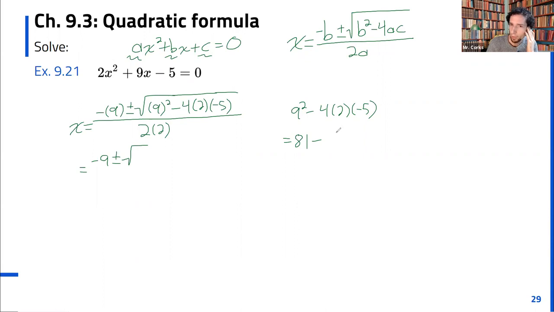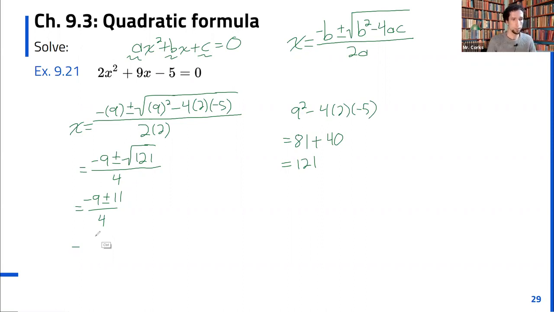No, it's negative 40. 40, okay, and plus, are we positive or negative? Positive, so negative, and then the -5 here, that's going to turn it into a positive number. And that is 121, and then we're very happy because that's a nice clean square root. And over 4. So -9 plus minus, what is that square root? 11. 11 over 4.